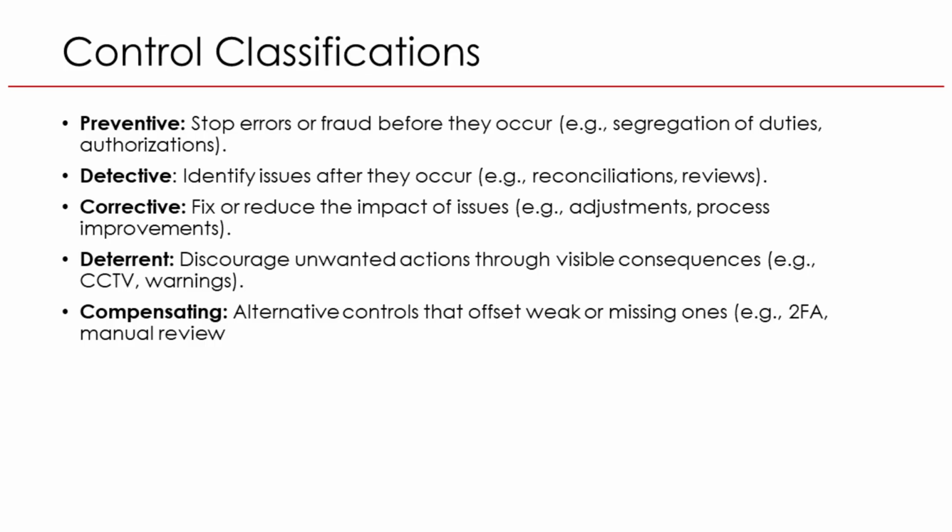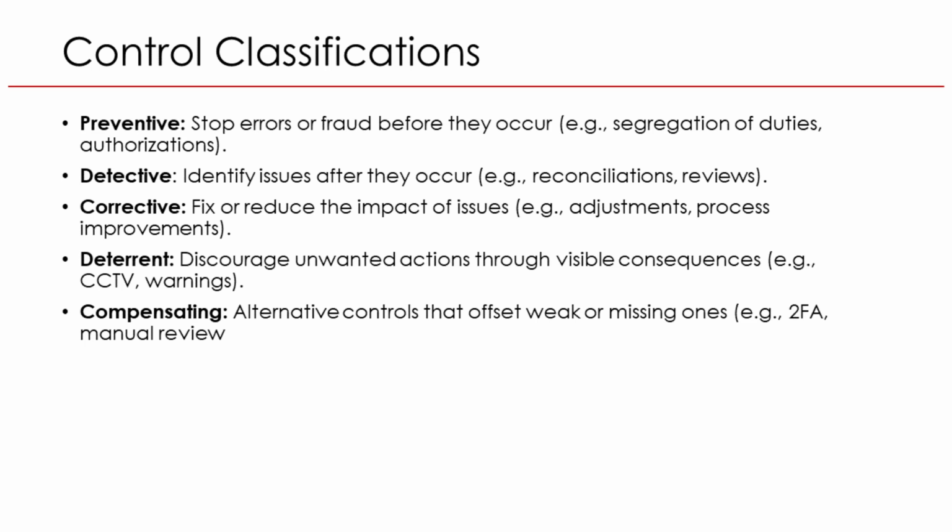4. Deterrent controls discourage bad behavior by showing there will be consequences. Examples include CCTV cameras in banks, warning banners on systems, or visible security guards that make people think twice before doing wrong. 5. Compensating controls are backups when a main control is missing or weak.